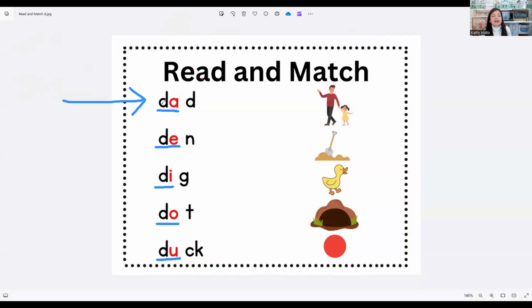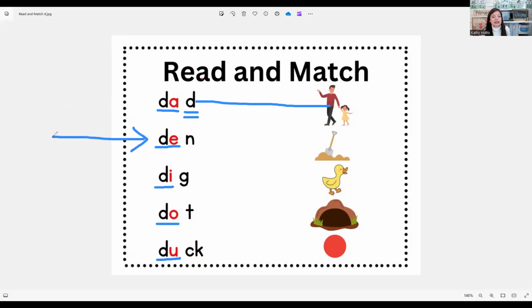D says D. A says ah. Let's put those sounds together like this. D, ah, da. Now let's put another letter D at the end. Dad, dad, dad. Draw a line to the dad. All right, let's do the next one.